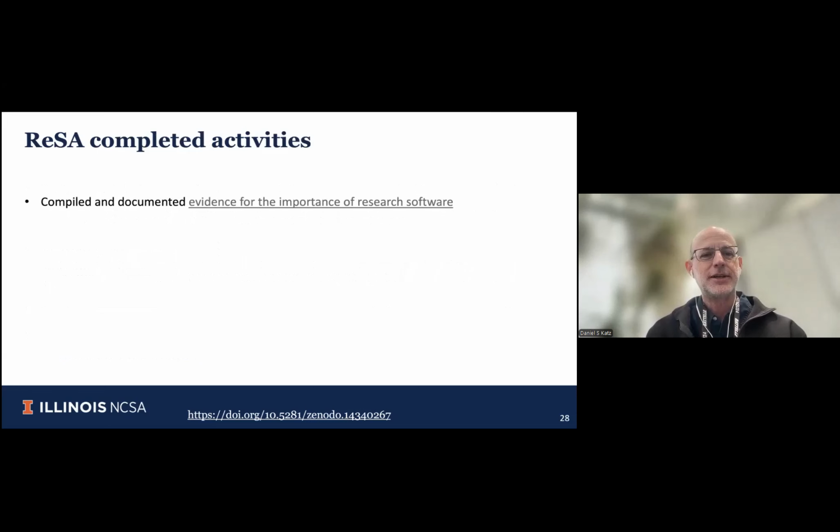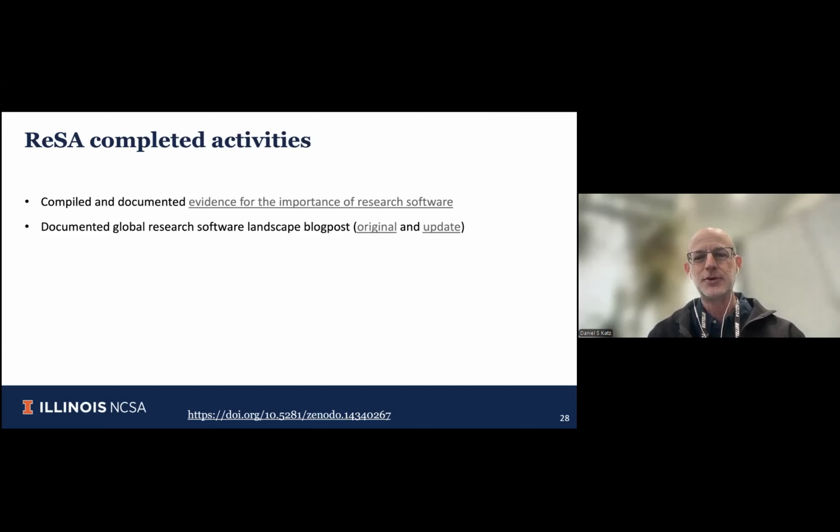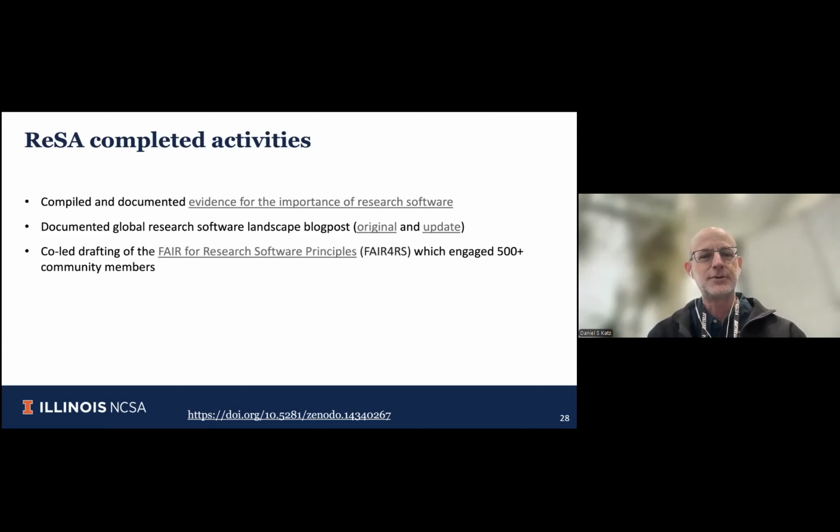And then just to kind of wrap this up, some things that we've done in the past. We compiled and documented a bunch of evidence for the importance of research software. We documented the global research software landscape. We originally did this probably more focused on the first world than we should, or the global north, and then we updated it to try to make it more inclusive. As I mentioned, we co-led the drafting of the FAIR for RS principles. We co-led the drafting of the software sections of some COVID guidelines and recommendations to try to make sure the role of software in COVID-related research was recognized, back in 2020.